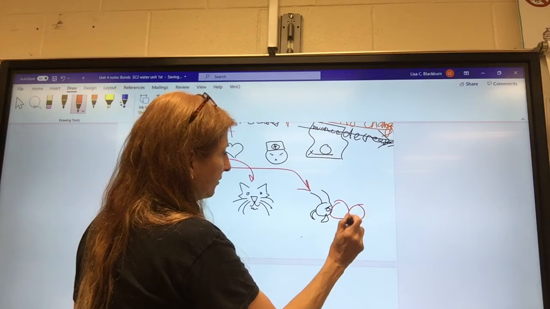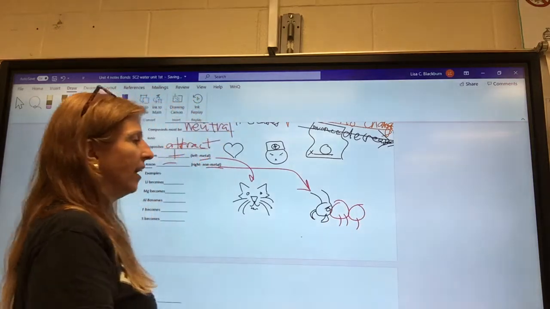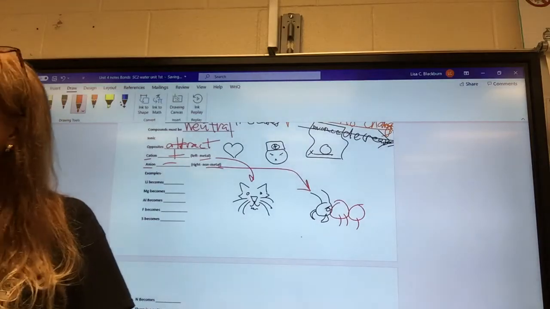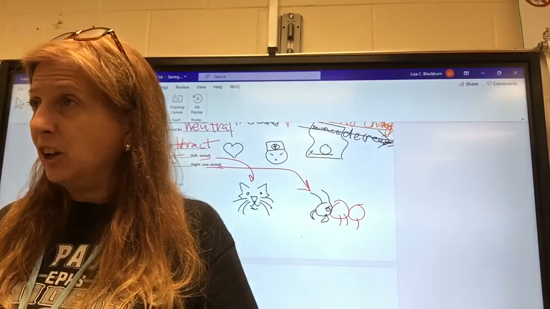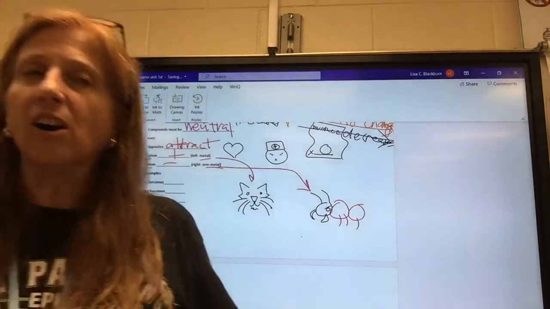It's negative, it's the non-metal, and we can remember it from fire ants. His little body got left off. We'll give him some legs. There he is, he's a fire ant. We can all agree that fire ants are terrible, right? Much worse than cats. They bite you, and it hurts.